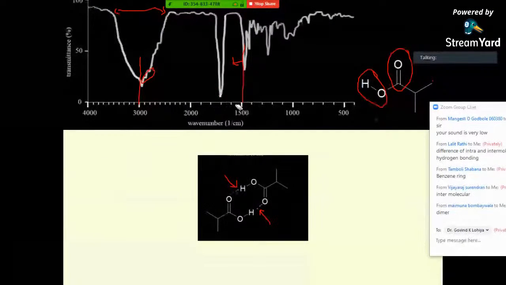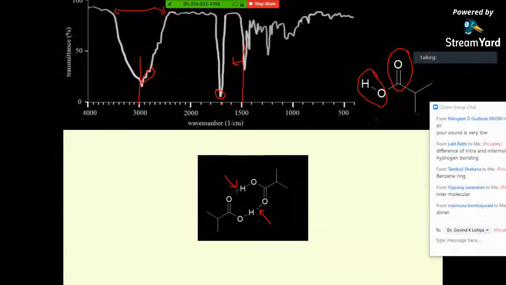So it is appearing somewhere around 1610 or 15. Sorry, 1710 something. So this is the specific peak, very characteristic and very sharp peak.